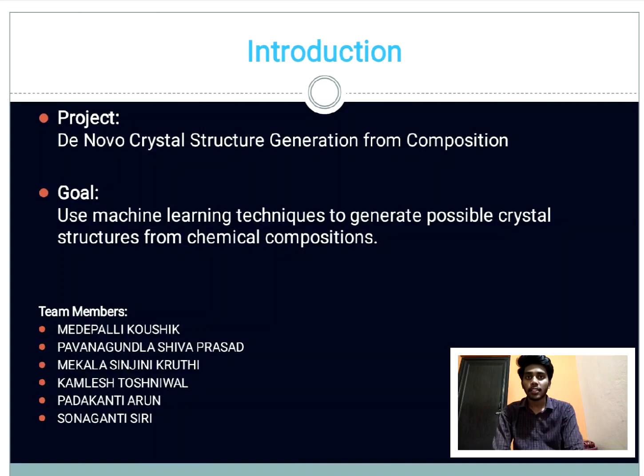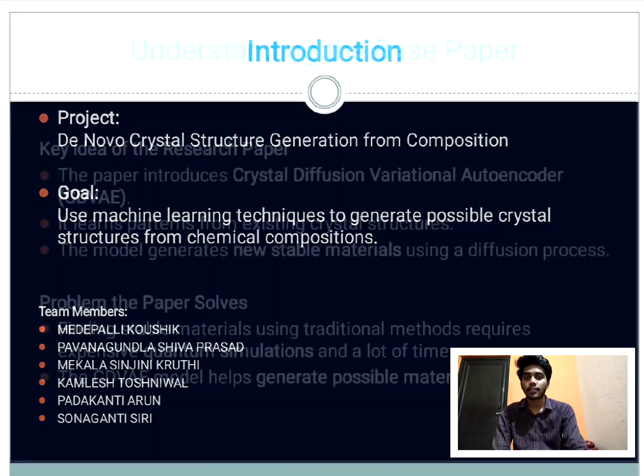Our project aims to generate crystal structures using machine learning techniques. The goal is to predict possible crystal structures based on only a given chemical composition. This can help researchers discover new materials faster. Our team members are Kaushik, Shiva, Kruti, Kamlesh, Arun and Siri. Together, we are studying the research paper and understanding how the model works.